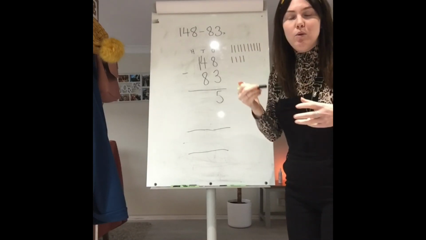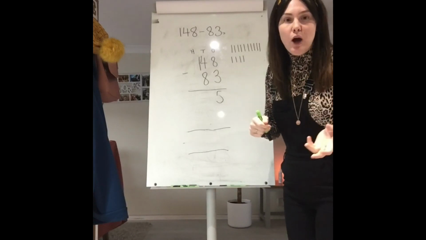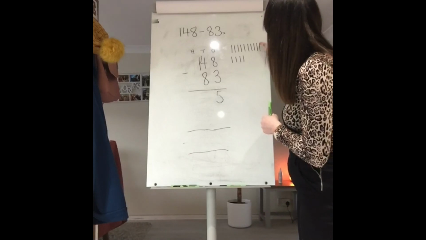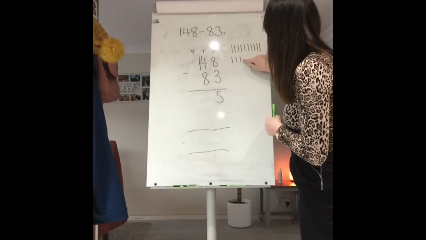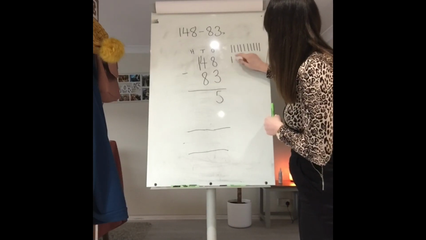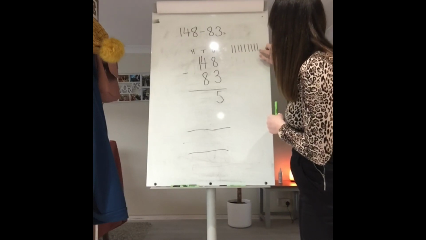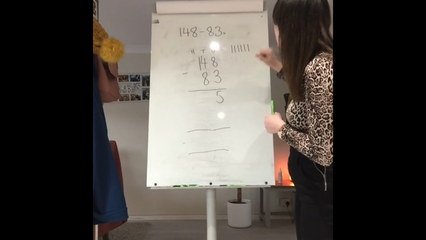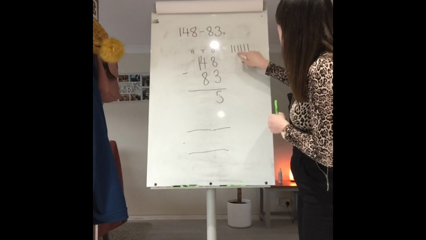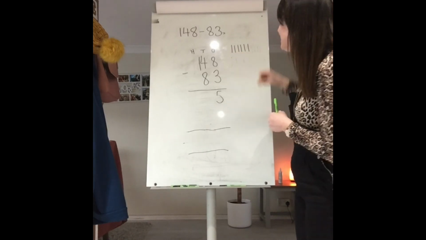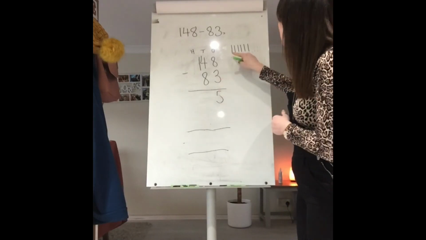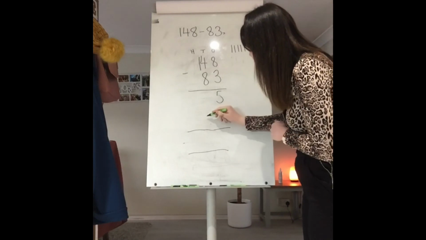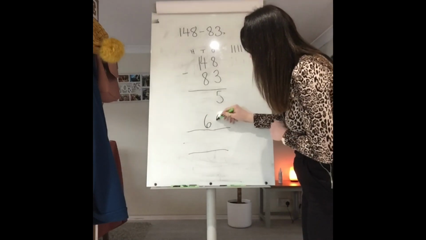And if you're working with paper and a pencil at home, you can cross them out. If you're lucky enough to have a whiteboard, you can rub them out like I'm going to do, and I'm going to rub out 8. 1, 2, 3, 4, 5, 6, 7, 8, which leaves me with 1, 2, 3, 4, 5, 6 tens. If I'm going to count in tens, 10, 20, 30, 40, 50, 60. So I need to put 60 here in my tens column.